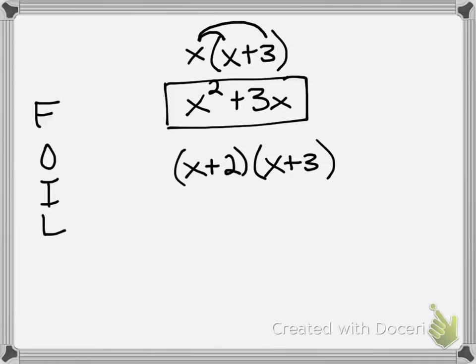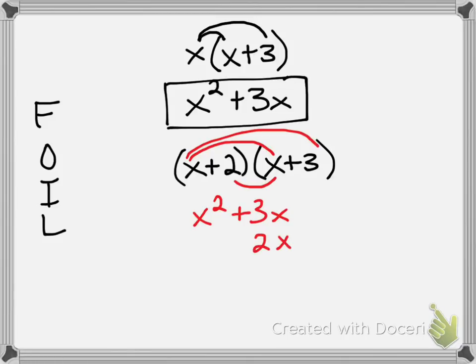But for now, I just want you to watch the rainbows as I draw them, and then watch what I end up with. So the x times the x gives me this. The x times the 3 gives me 3x. And what you should notice there is that I still distributed. I distributed the x to the x on the right and the x to the 3. Now, if you're thinking I move on to the 2, you are absolutely correct.